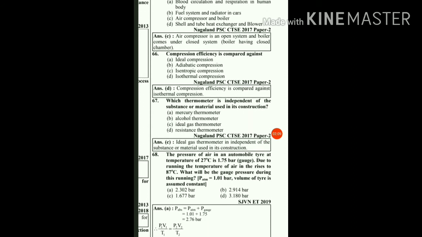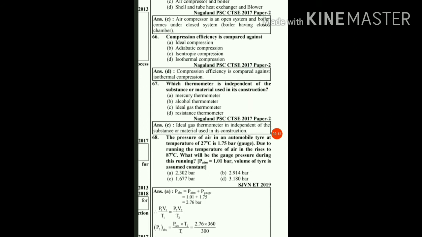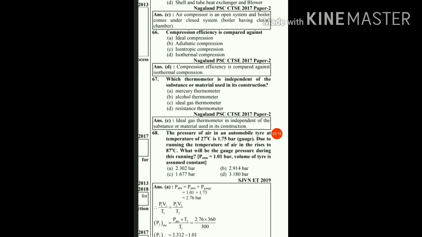The next question: compression efficiency is compared against ideal compression, then adiabatic compression, then isentropic compression, then isothermal compression. Basically compression efficiency is compared with isothermal compression. The reason is that the minimum amount of work will be required in an isothermal compression process. So isothermal efficiency will be the maximum efficiency for a compressor. Whatever the actual efficiency we get for the compressor, it is always compared with the isothermal efficiency. So option D will be the right answer.